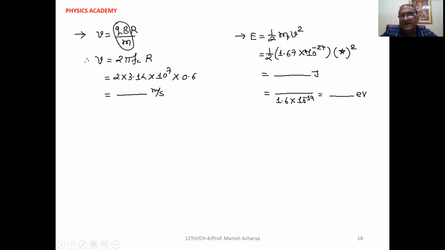So now we can calculate the energy of proton. So that is half mv square, half mass of proton into speed square. Here substitute the value of speed which we calculated here. Solve it. You will get the answer in terms of joule. Then divide it by 1.6 into 10 raised to minus 19. You will get the answer in electron volt. Or divide this answer in joule by 1.6 into 10 raised to minus 13. Directly you will get the answer in MeV. Clear to all of you?